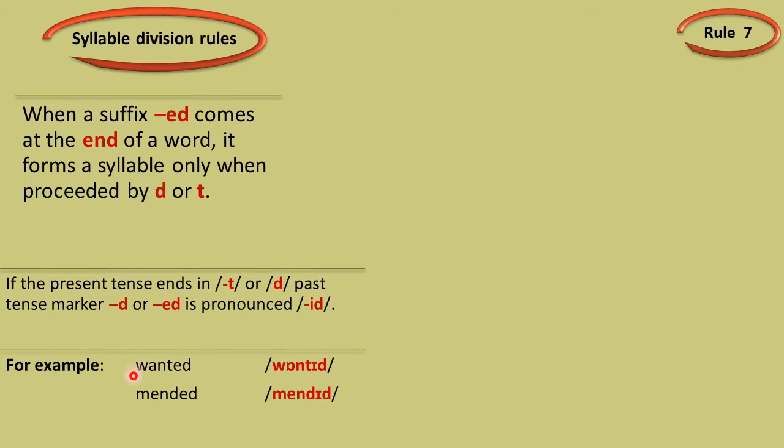We all say wanted, mended; we are habituated. And the pronunciation of these two is what? "Wantid", "mendid". Not "wantd", not "mendd". "Wantid" and "mendid". Why? Because when the present tense form is ending in T or D, then ED is represented by ID. I think you also got the third rule.